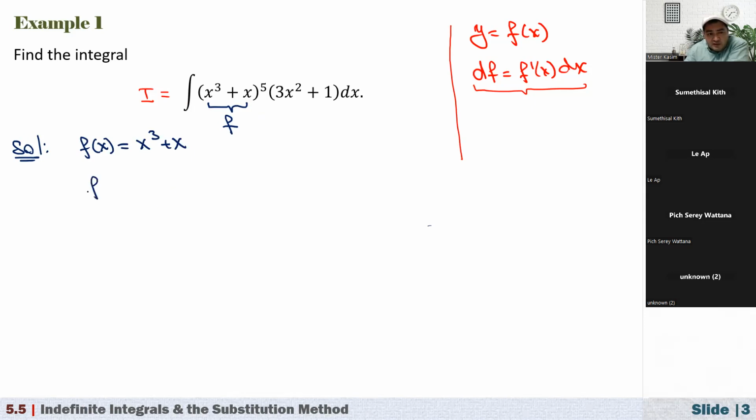And now if you differentiate, this is what we have here. f prime of x is equal to 3x squared plus 1. Actually, this part is exactly the derivative of this function, right? Here we have f prime. I can just rewrite this integral like this.